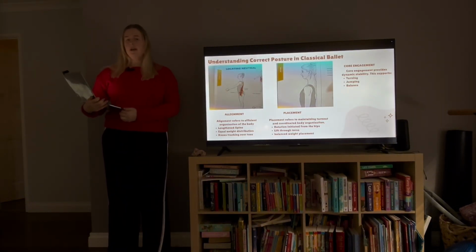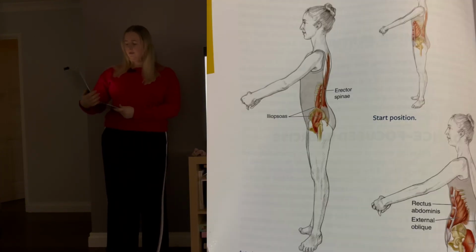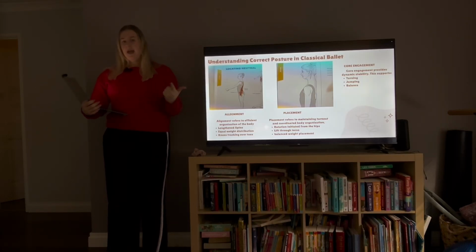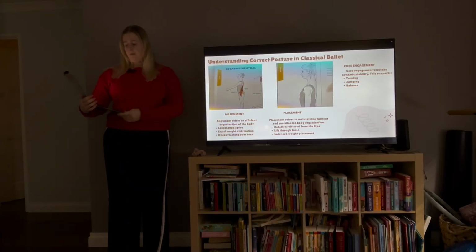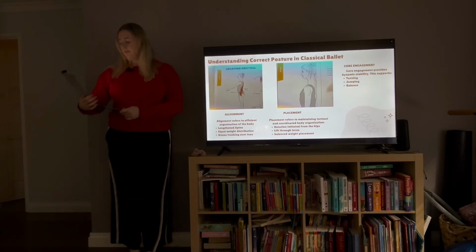Understanding correct posture is a major concern in ballet. Locating neutral position is key to success in your ballet career. Alignment often refers to the efficient organization of the body, which includes lengthening the spine, equal weight distribution between both feet, head, body, and the floor, knees tracking over toes, especially in your plie position.